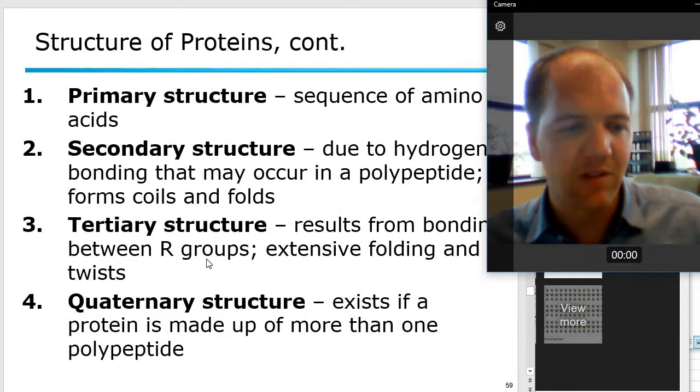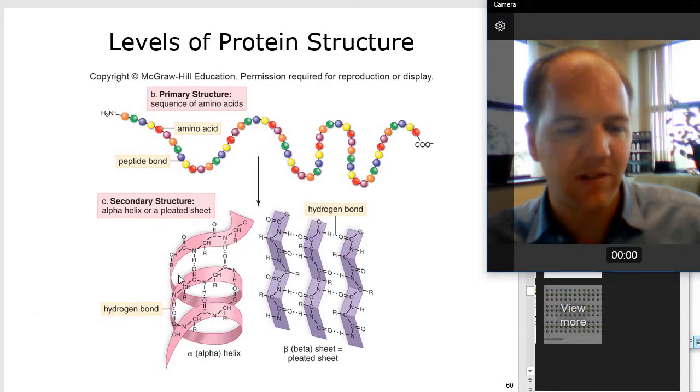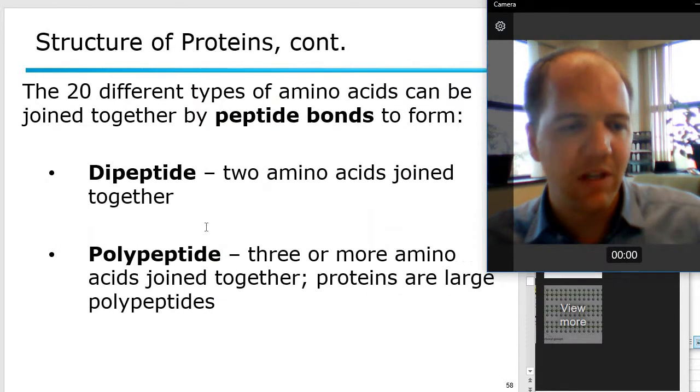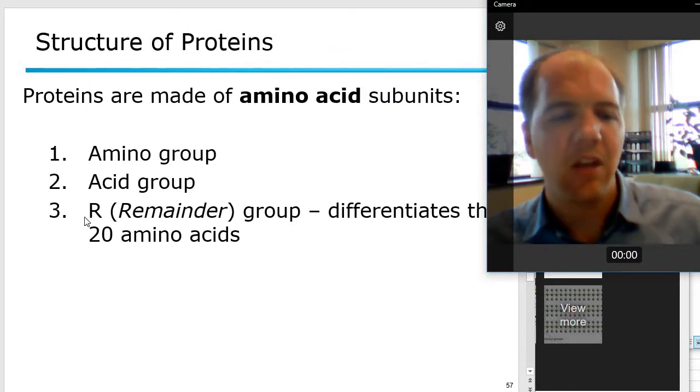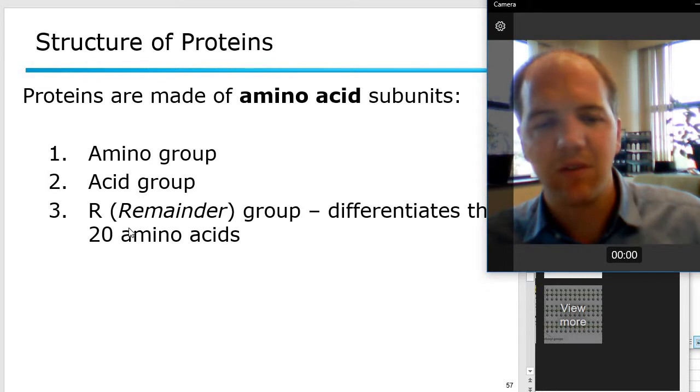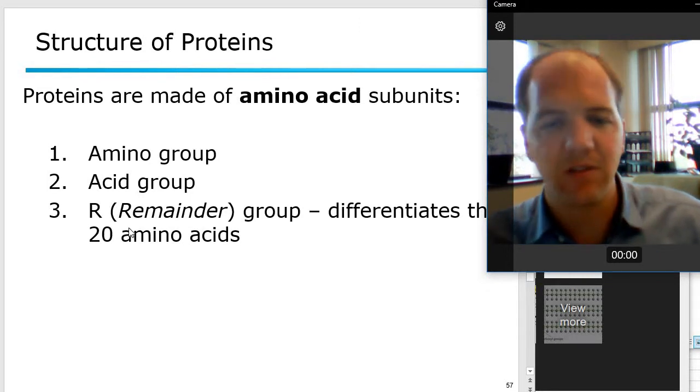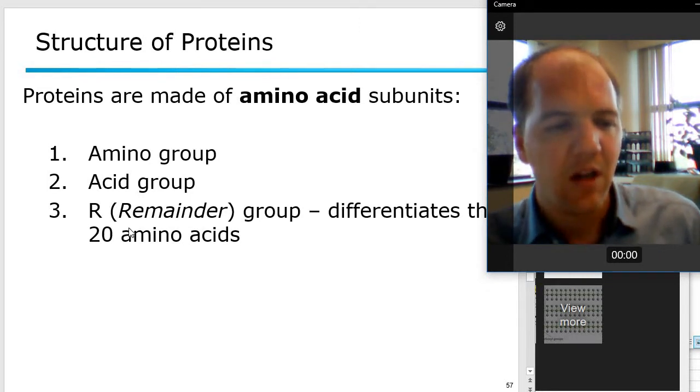So this is a whole bunch of amino acids hooked together, but each amino acid has those parts: an amino group, a carboxylic acid group, and an R group. And this R group is what makes them different. So we have 20 amino acids that form all of the proteins in our body. And the R group, all of them have these two parts. The R group is what makes them special, makes them different.